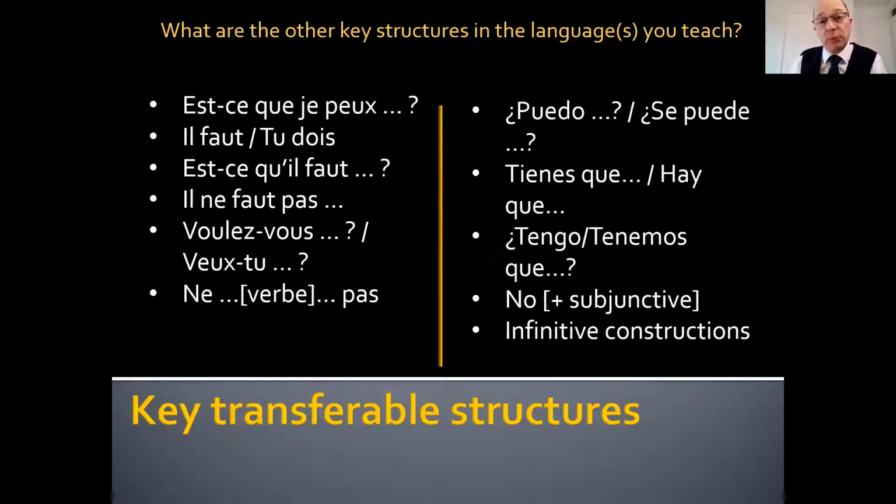In Spanish, you may well want to use equivalent expressions, or some of these are different, of course. Puedo, or se puede, asking if I can do something. Tienes que, or hay que, tengo que, or tenemos que. No plus subjunctive as a negative imperative is very, very useful. And infinitive constructions, especially those two.